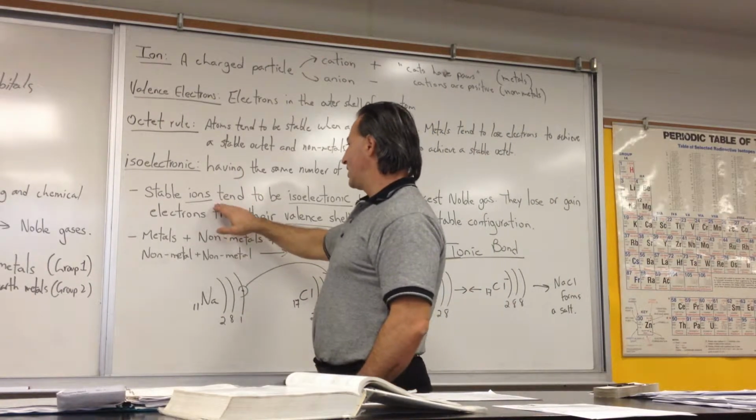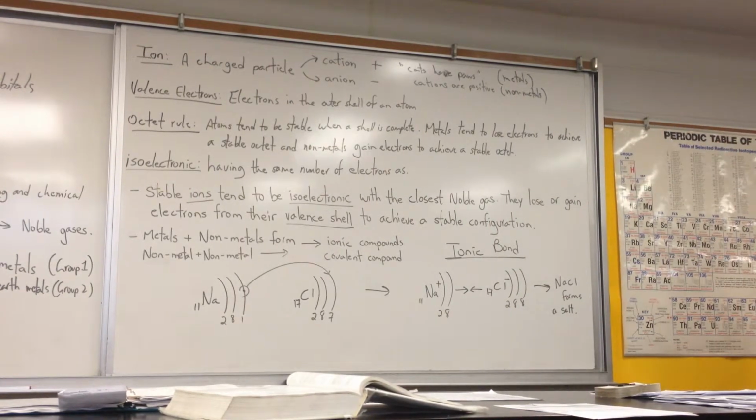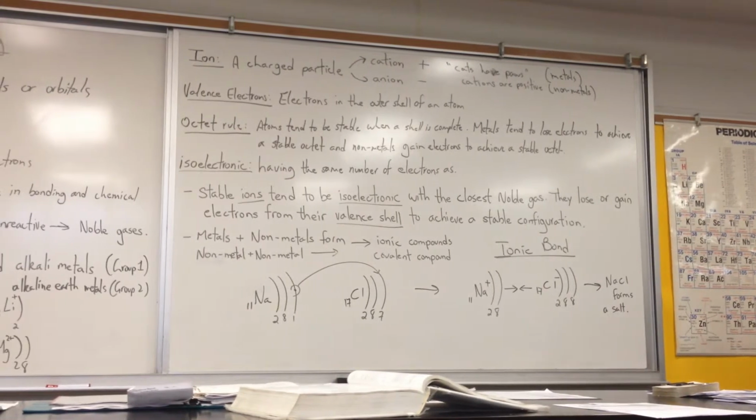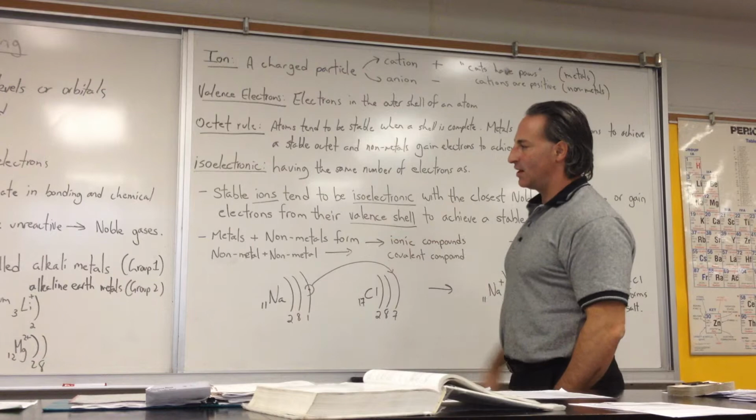Stable ions tend to be isoelectronic with the closest noble gas. They lose or gain electrons from their valence shell to achieve a stable configuration. Let's look at an example of how an ionic bond forms with precisely this idea.